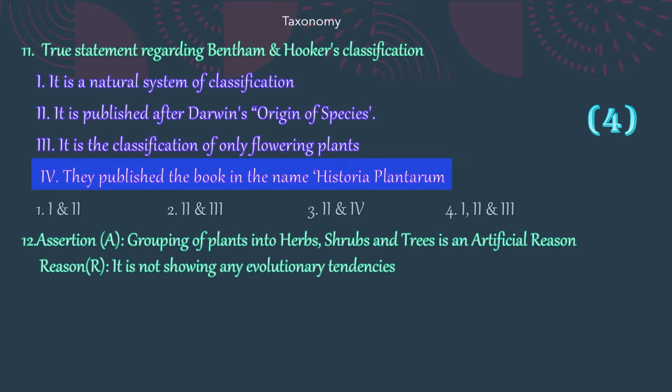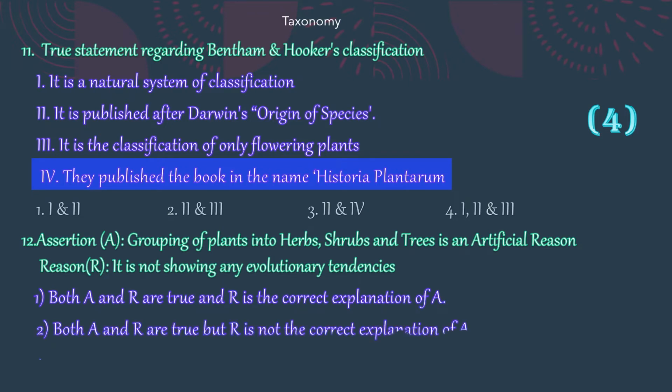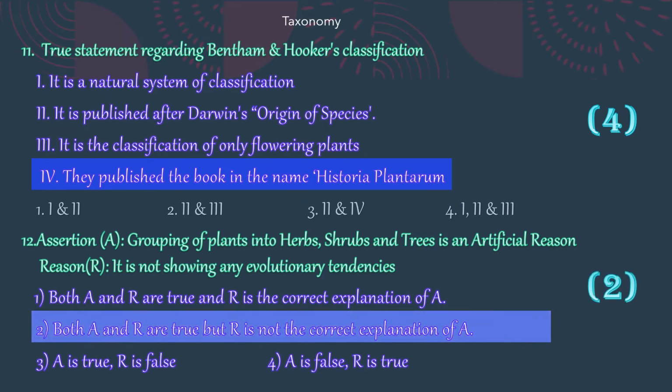Assertion: a grouping of plants into herbs, shrubs and trees is an artificial one, or it is not showing any evolutionary tendencies. Option 1, both A and R true and R is the correct explanation of A. Option 2, both A and R are true but R is not the correct explanation of A. Option 3, A is true, R is false. Option 4, A is false, R is true. Now the answer is 2.